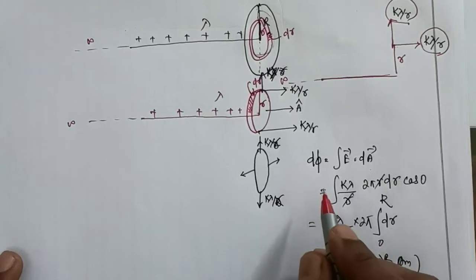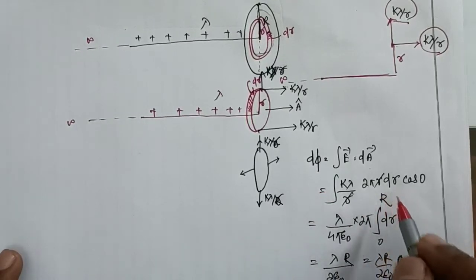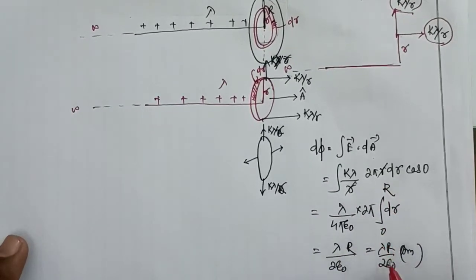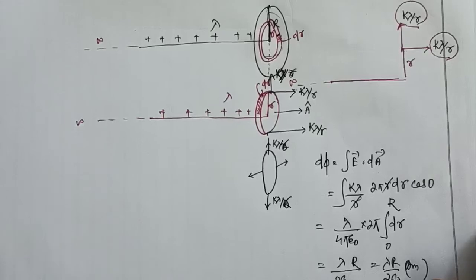I will write my elementary flux, my elementary area, and proceeding in the similar fashion, going for the integration, I will get the conclusion: lambda r upon 2 epsilon naught. I hope this question is pretty clear to everyone.